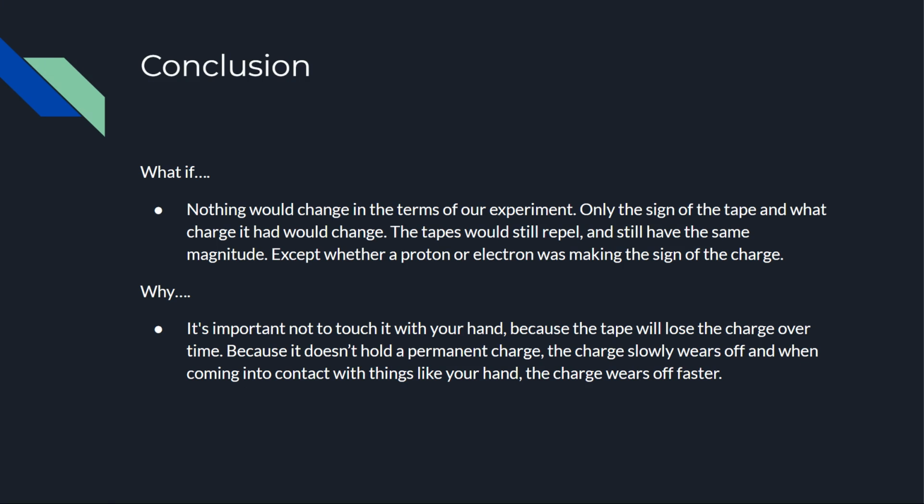Now, why would the tape lose charge if it was in contact with our hand? We don't want the tape to contact our hand because the tape will lose its charge over time, because this tape does not have a permanent charge. We charged it when we ripped the tape off from the table. So we know that the charge will slowly wear off, and when coming into contact with things like our hand, that removes some of the charge.